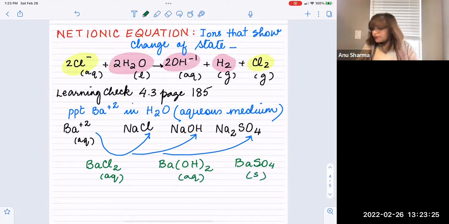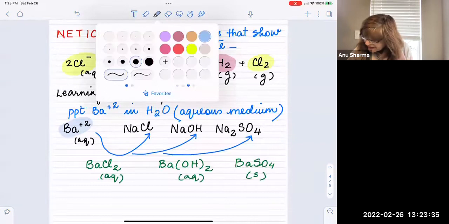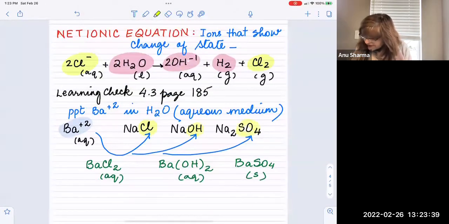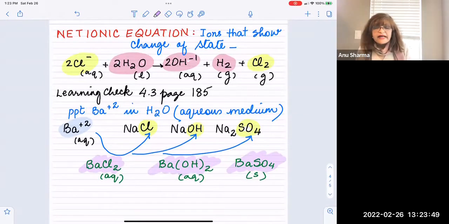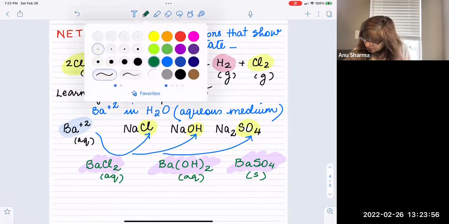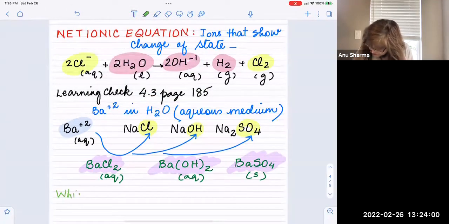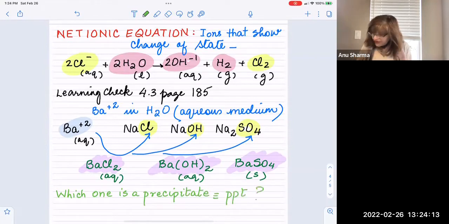and this is solid. Now, how do I know what is this? I mean, this part is easy, where you have a metal and it connects with the non-metals, right? And you have a species like barium chloride, barium hydroxide, and barium sulfate. But which one is a precipitate? We are trying to find which one is a precipitate, and I'm putting it as PPT. Okay, so we see that now.